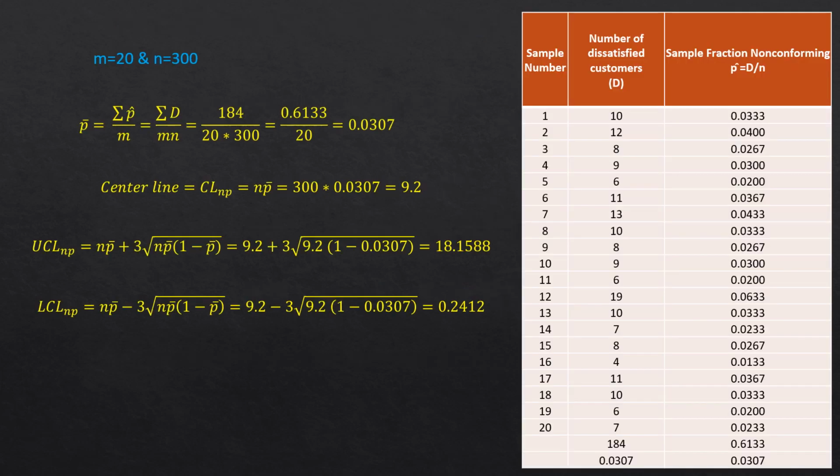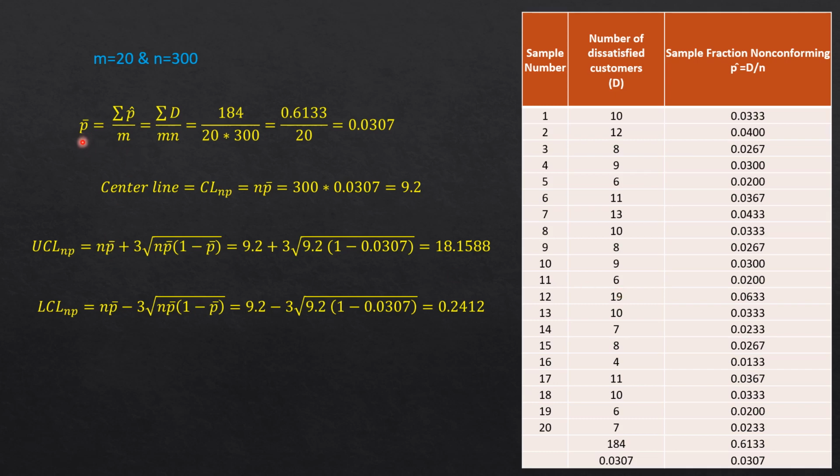We are given a total of 20 samples, that is m equals 20, and the sample size n, that is 300, is given in the question. These two columns, the sample number and the number of dissatisfied customers, that is D, are given in the question. First we prepare this column, p cap equals D by n. We simply divide every cell of the D column by 300, that is n. So 10 by 300, 12 by 300, 8 by 300, like that.